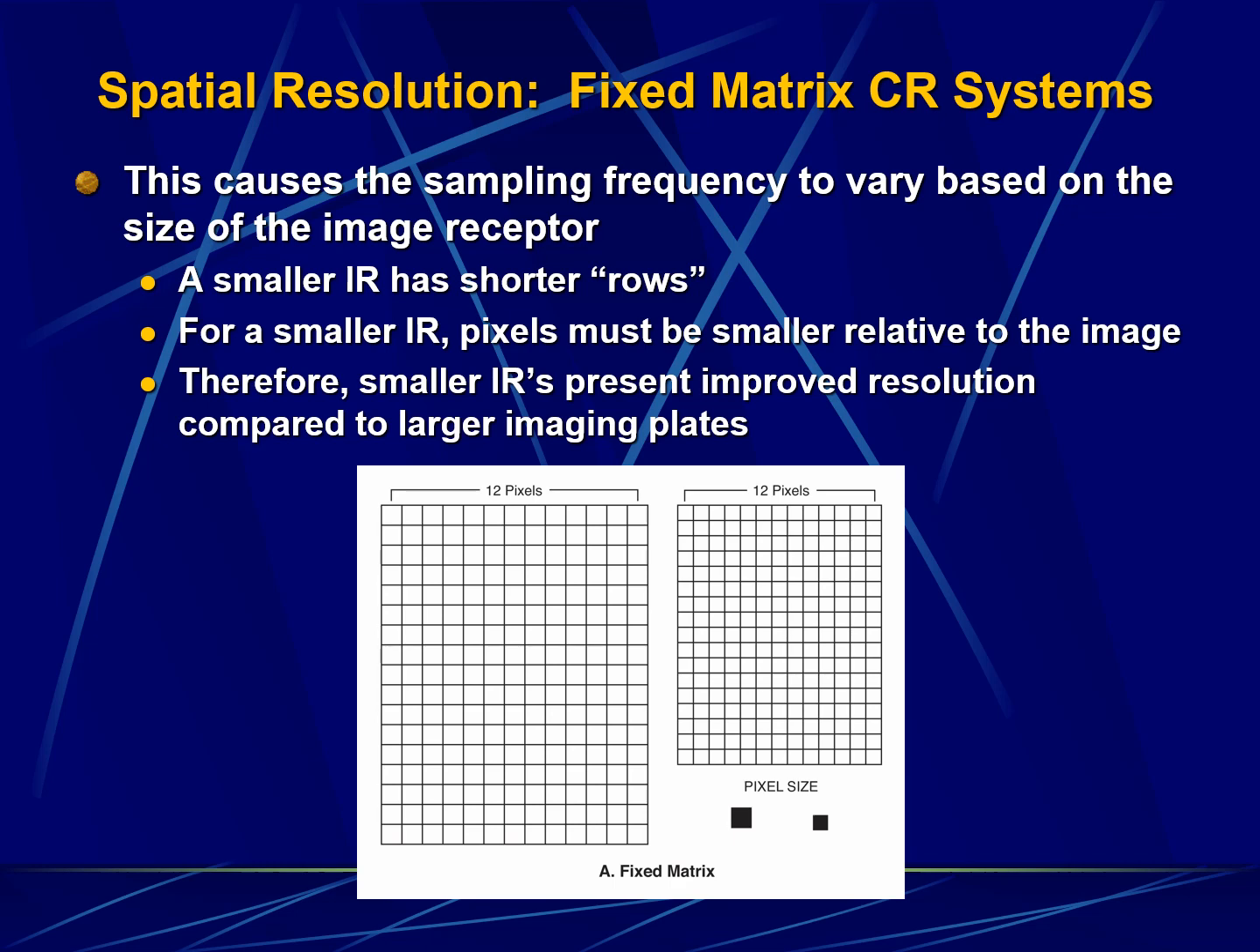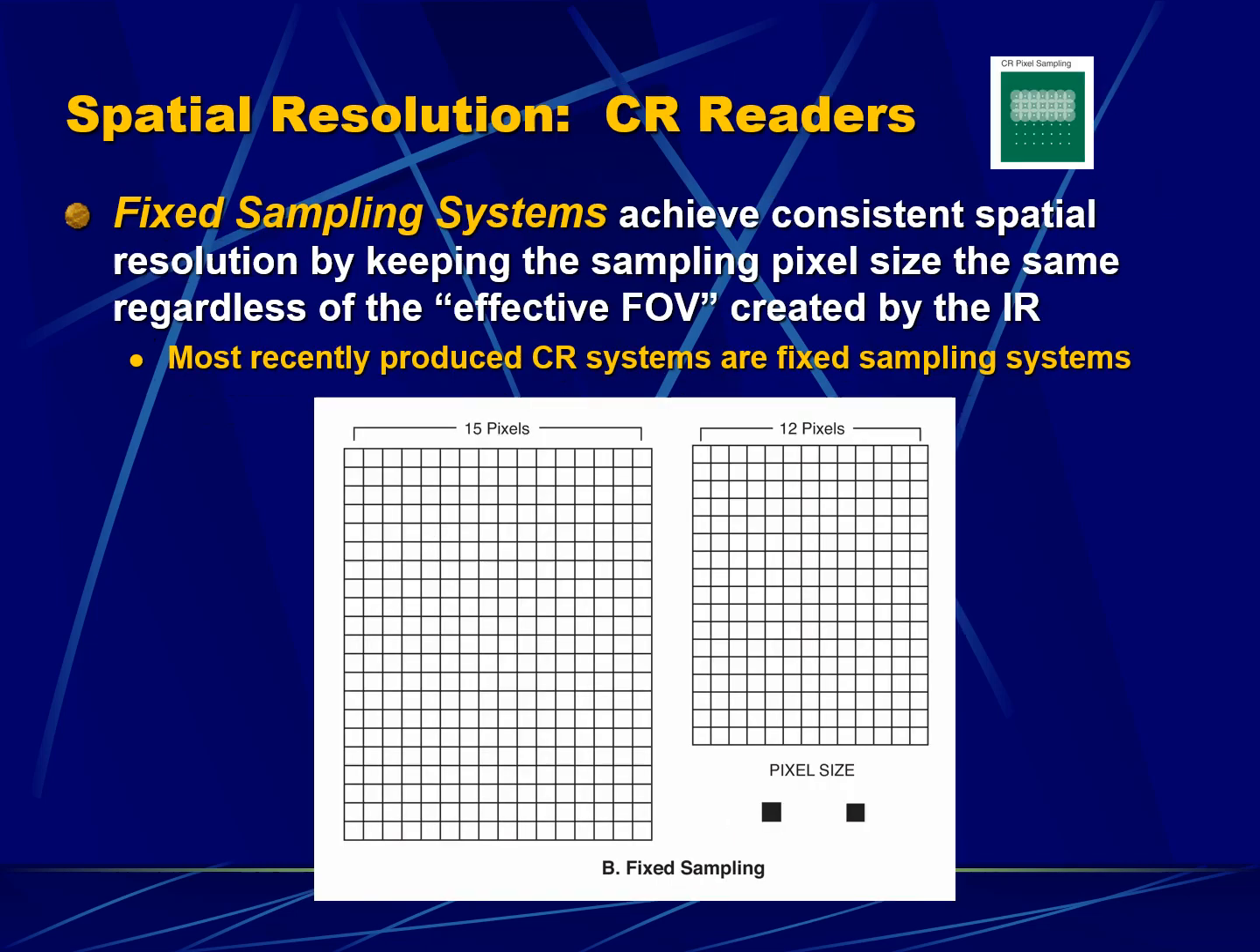So smaller IR, shorter rows, narrower columns, therefore pixel sizes are smaller. It's basically saying what I just explained. So moving on. Okay.